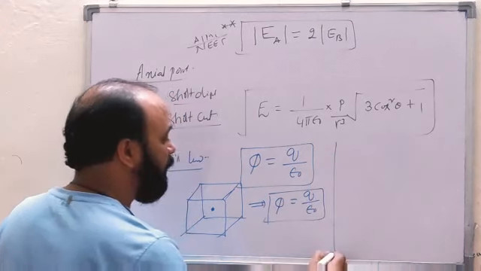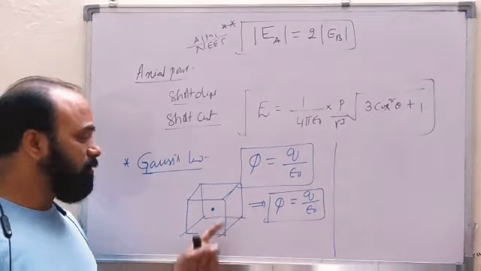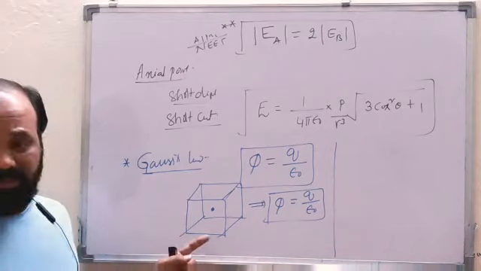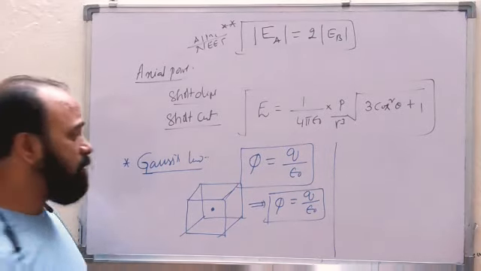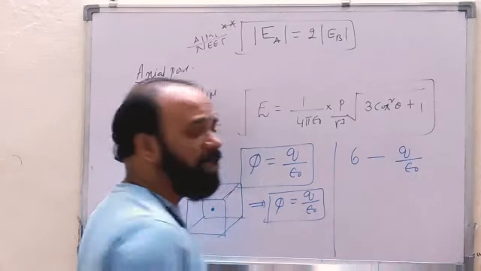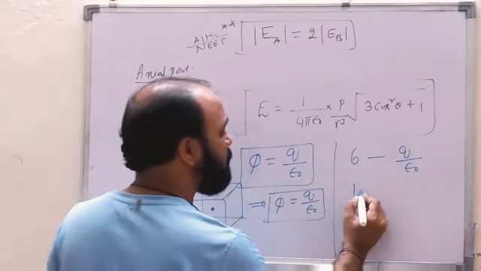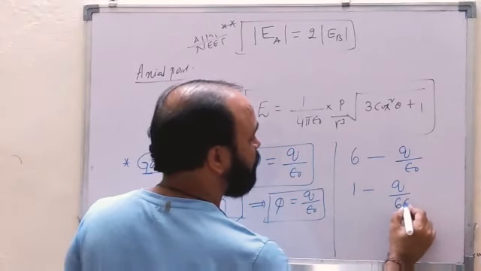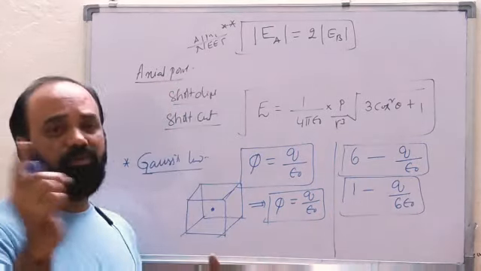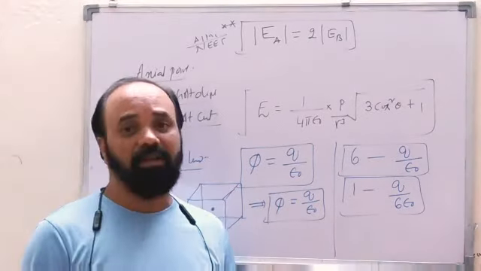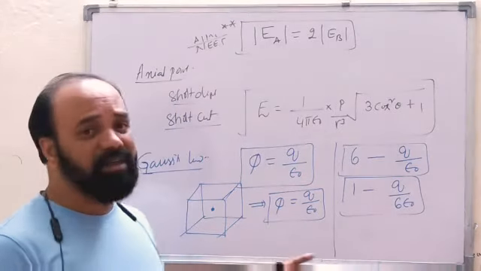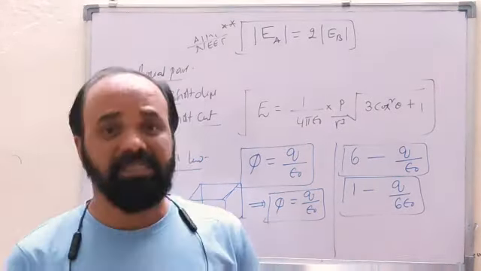Guys, I will tell you one point. A cube has 8 corners and 6 sides. For all 6 sides we have the formula Q by epsilon naught. If they ask for one side, then it becomes Q by 6 epsilon naught. For the entire cube, due to the 6 sides, Q by epsilon naught. For one side, Q by 6 epsilon naught. These are the shortcuts we can use for electric charges and fields.